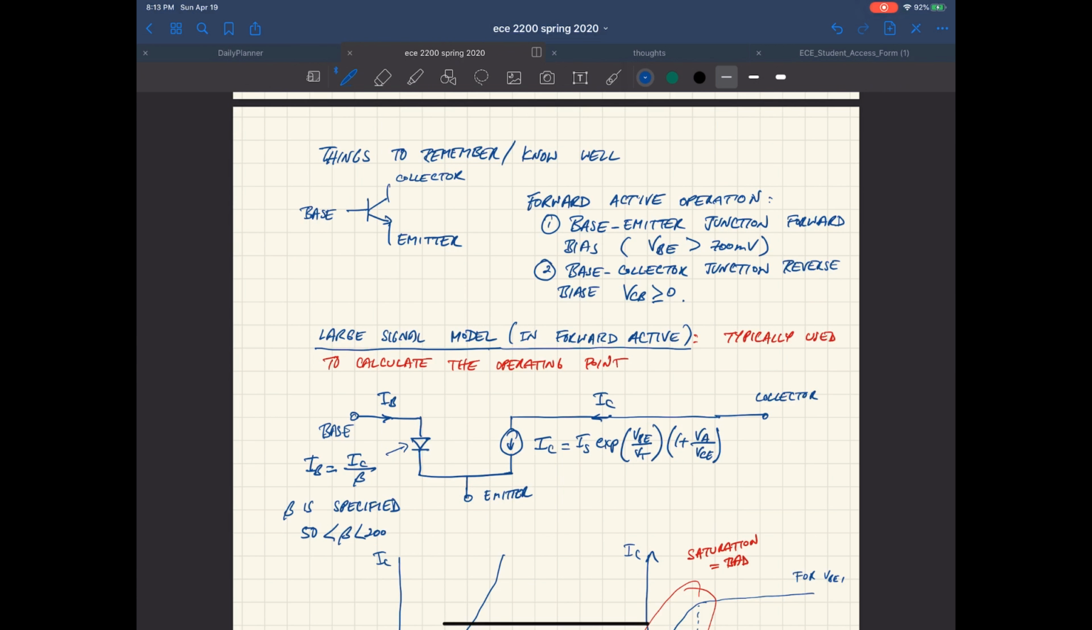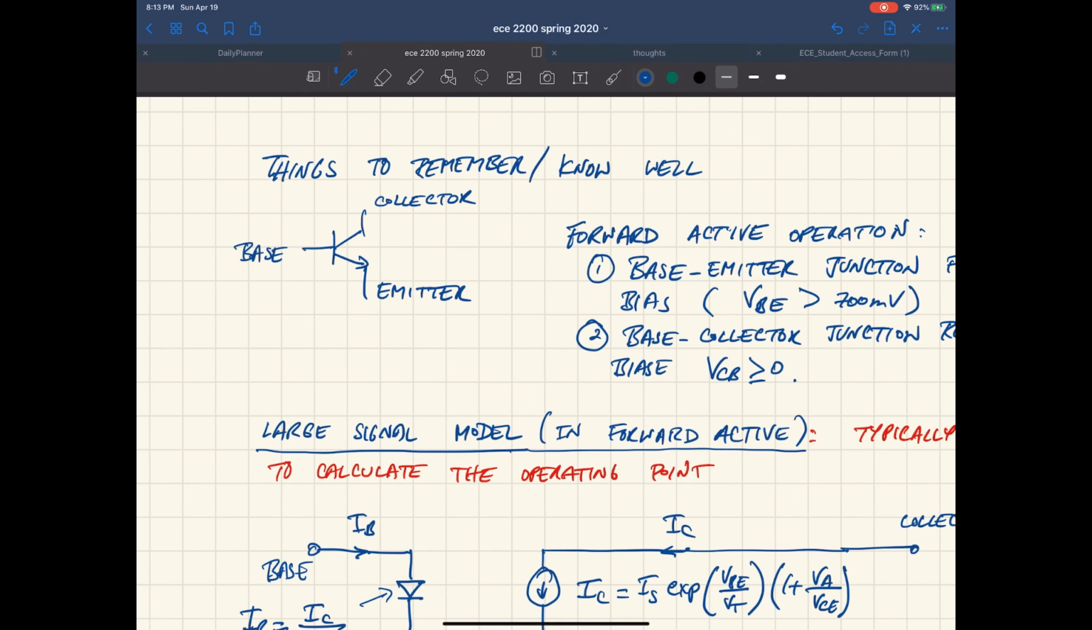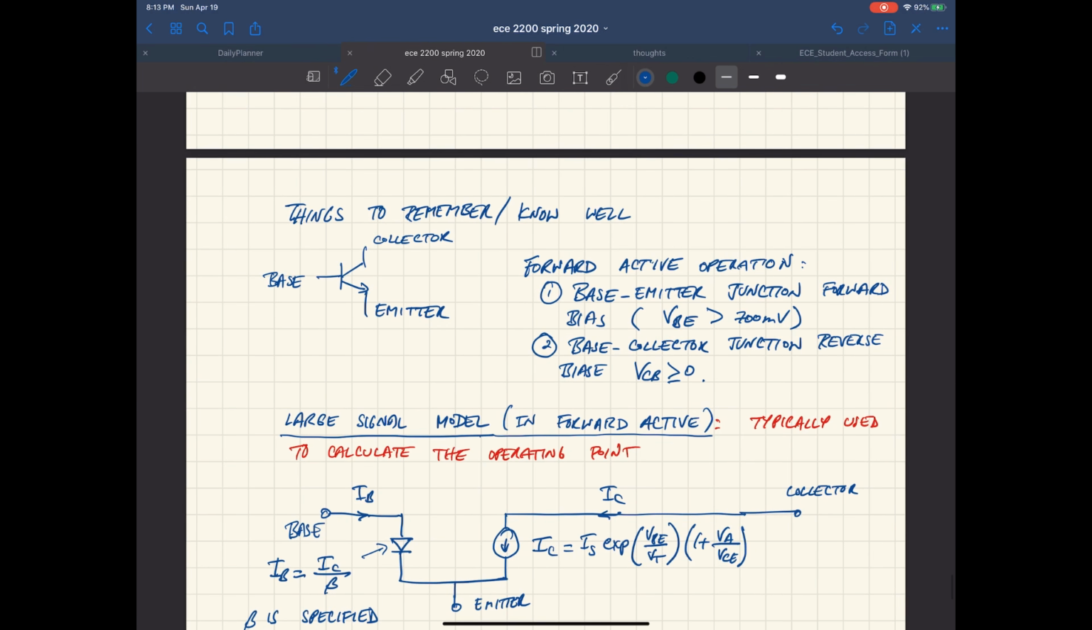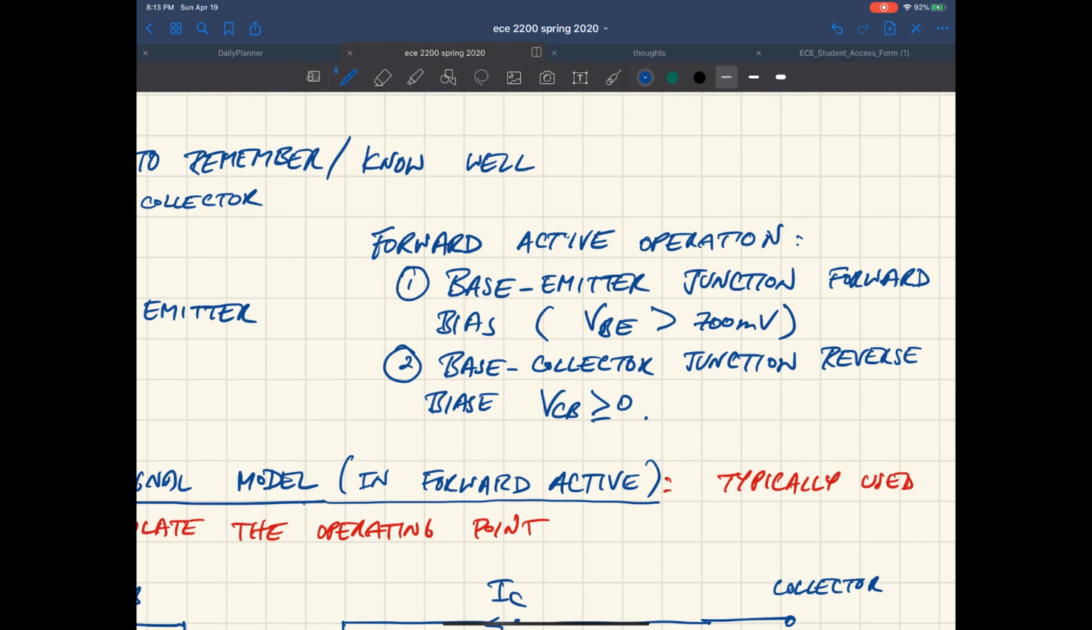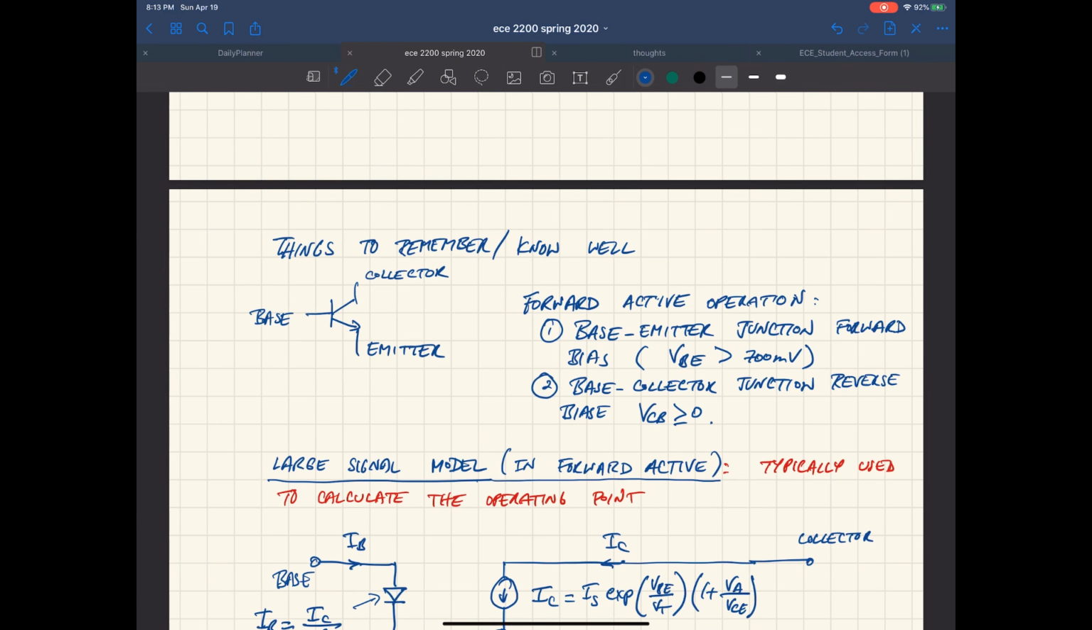Okay, so this is a bipolar transistor with the collector, emitter, and base. We always want to operate this in the forward active region of operation, which means the base emitter junction is forward biased. That means the VBE, the voltage between base and emitter, is roughly higher than 700 millivolts. The higher that VBE is, the higher your collector current.